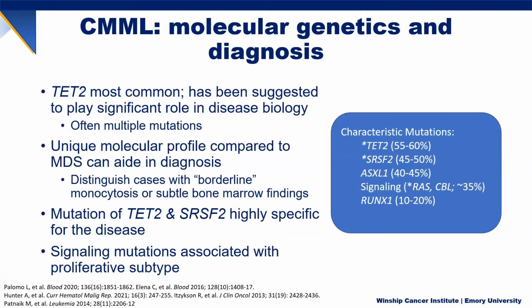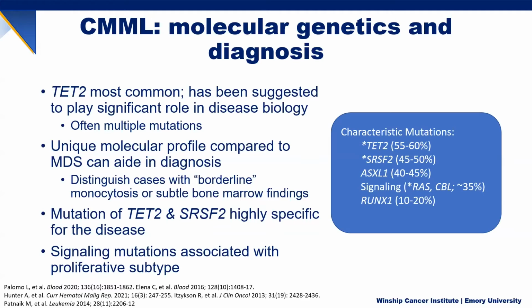But when we see, for example, this kind of constellation of mutations, it really supports that this is CMML and not something like MDS. Also, in a number of CMML patients, we don't see a lot of what we call dysplasia, or abnormal looking cells in the bone marrow, and seeing these mutations can really help support that the increase in monocytes really is due to a cancer of the bone marrow like CMML and not due to an infection or something else going on.